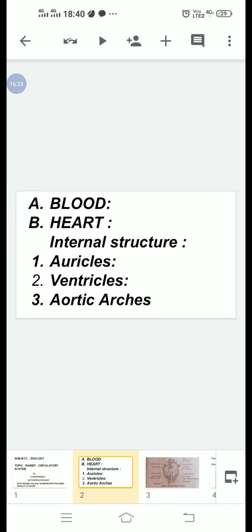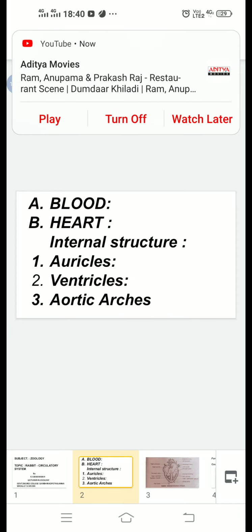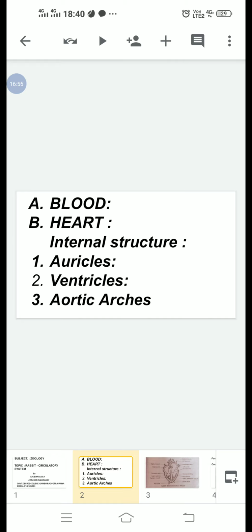Next, aortic arches. The third part is the aortic arches. The two largest arteries arise anteriorly from the ventricles. The pulmonary arch arises from the right ventricle. It carries deoxygenated blood to the lungs. The systemic arch arises from the left ventricle and supplies oxygenated blood to different parts of the body.